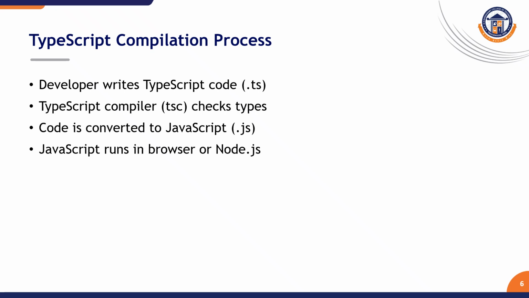TypeScript compilation process. The developer writes TypeScript code and saves it with the .ts extension. The TypeScript compiler (TSC) checks types. The code is converted to JavaScript in .js format. JavaScript runs in the browser or Node.js.